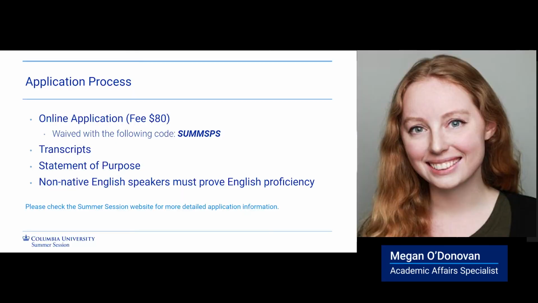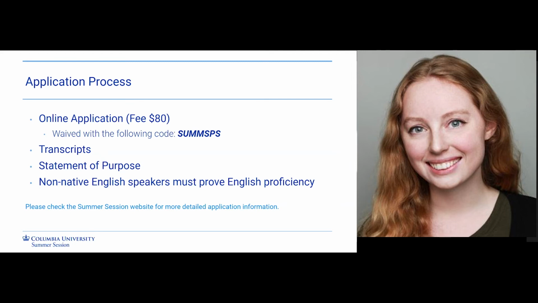So as David was saying, our application is available online at summer.sps.columbia.edu. The application comes with an $80 application fee, but however, we do have a fee waiver code for individuals who attended this webinar, which you can see on the screen. It is SUMMSPS. That is the code for the fee waiver. So please be sure to take note of that. This is applicable to applications to Columbia summer sessions only.